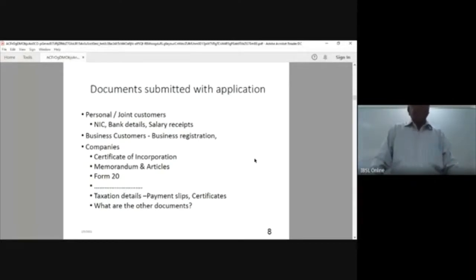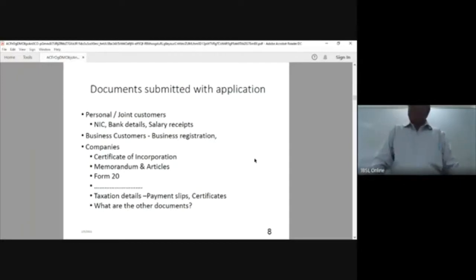Then the taxation details. That can be a payment slip showing they have paid the taxes, or if it is done through the auditors, then the auditor's certificates. So in the case of taxation detail, a payment slip and the certificates issued by the auditors of the company, that the payment is made.